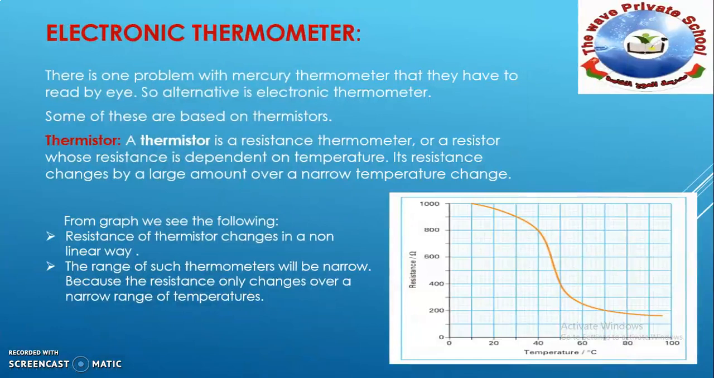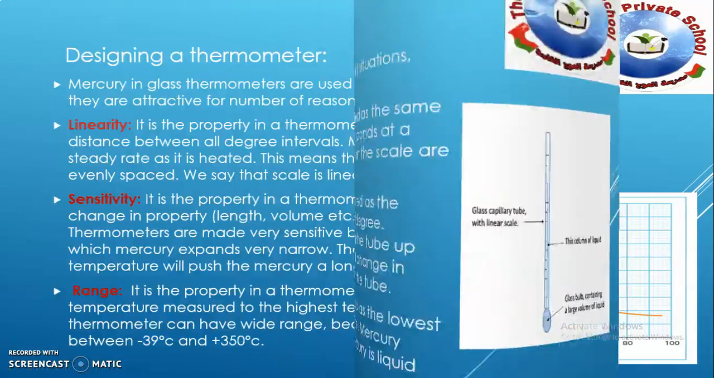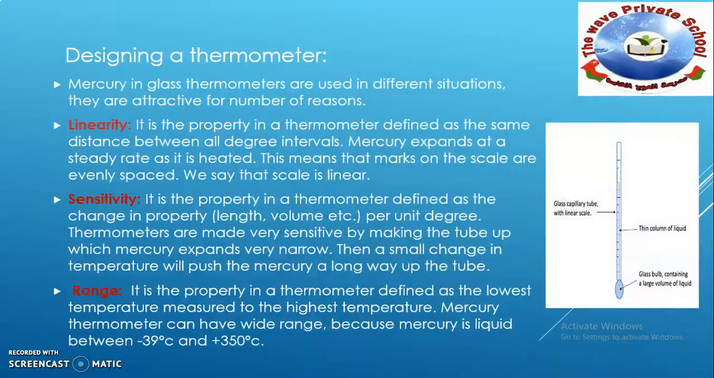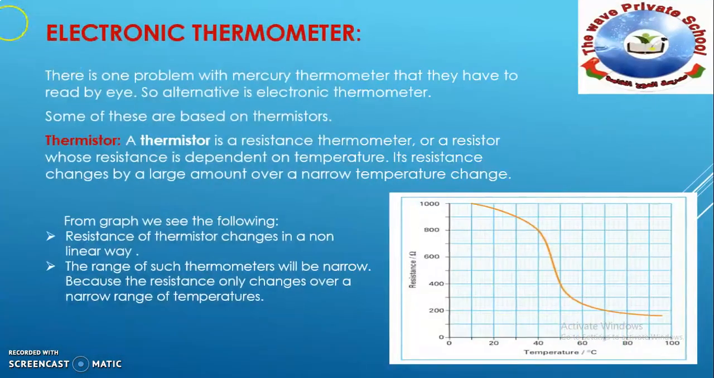Now let's move and see what the problem is in a mercury thermometer. There is one problem with mercury thermometers, that they have to be read by eye. The large sensitivity, range and linearity are attractive for mercury thermometers, but the problem is that we have to read it by eye. So the alternative is an electronic thermometer.